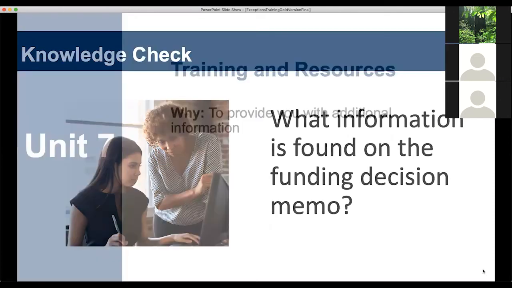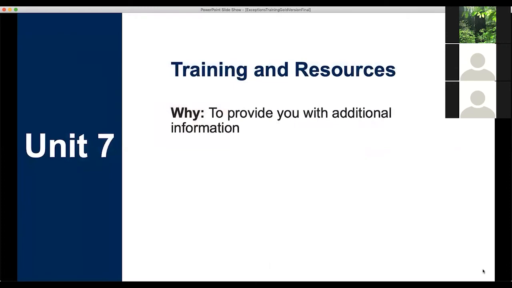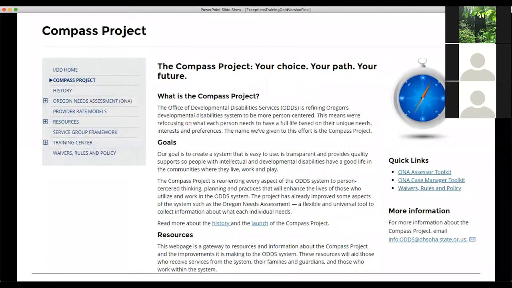So next, we're going to really focus on what are some of the training and resources so that you can have additional information about our Compass project and follow-up information. And I believe, Teresa, you're going to step in and let people know what's available for them. And then following that, we'll get to questions. Thank you, guys.